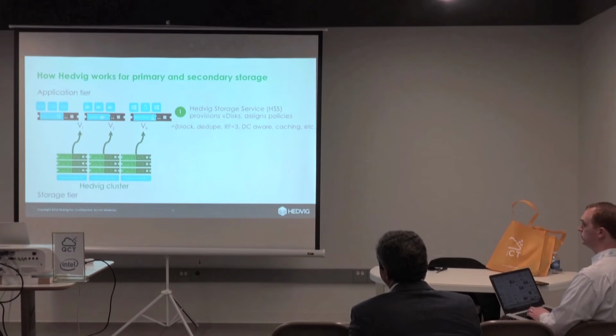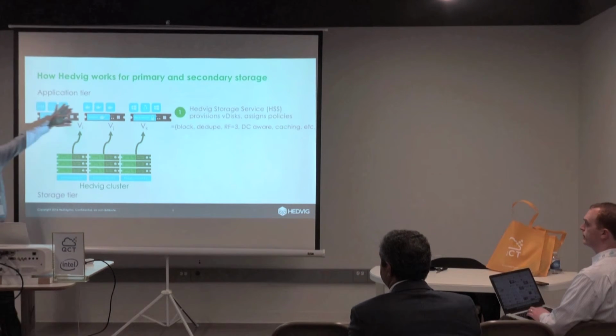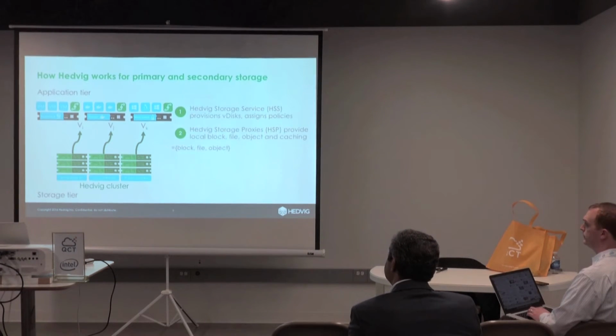What this example is showing is that for each of these 3 volumes, we would have things set like, maybe one of these is block, deduped, it's got 3 copies, replication factor of 3, it's aware of the data center, so 1 copy in each of these 3, and we might have caching up here so that we accelerate the reads. So that's something you dial in per virtual disk. The storage proxies themselves then provide that access to the individual applications.